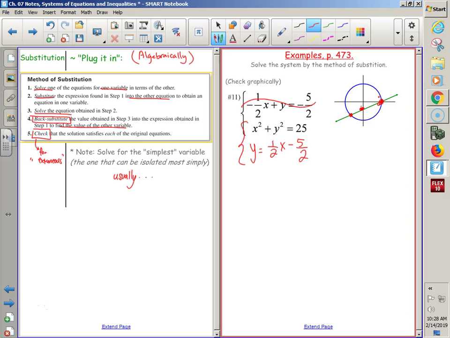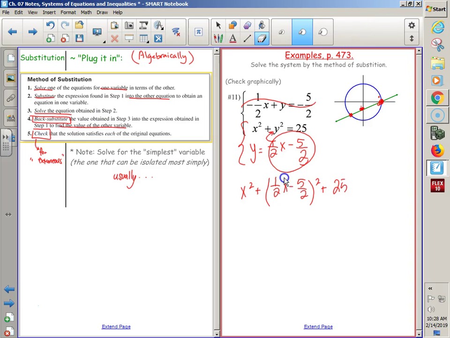So what would substitution say to do? We already have y isolated. Why not just go plug it in? But how many of you realize this doesn't look so fun? Oh, sorry, not plus, equals 25. Who's going to have fun with this? Oh, you are? Could you do that? Yeah.